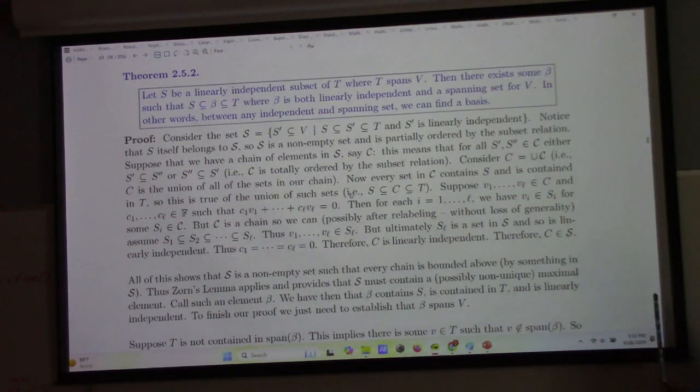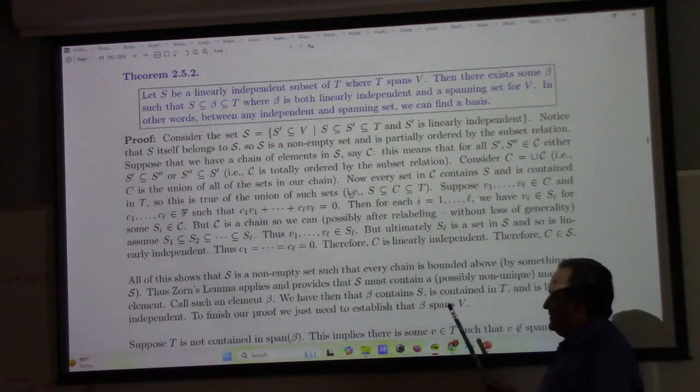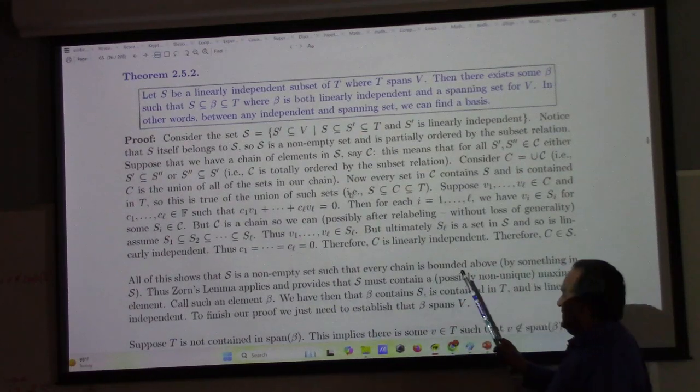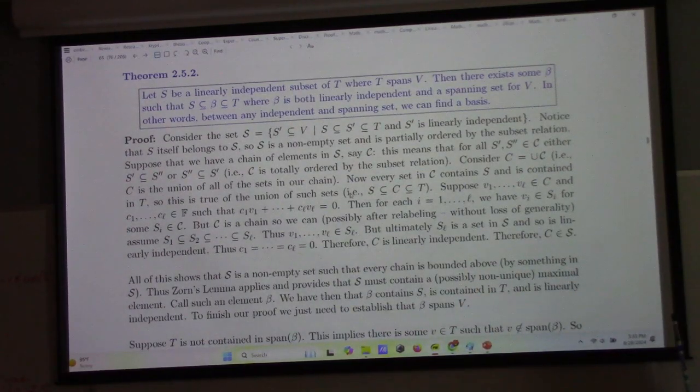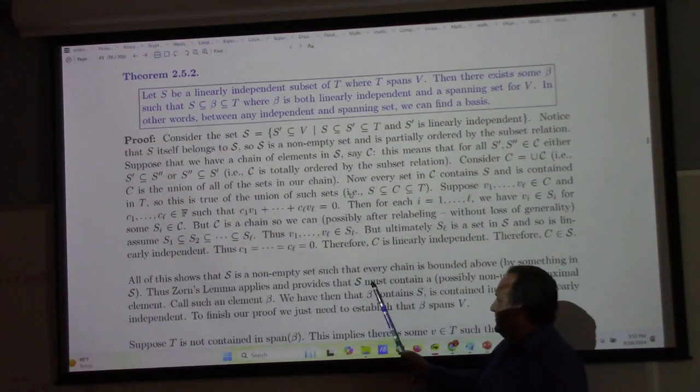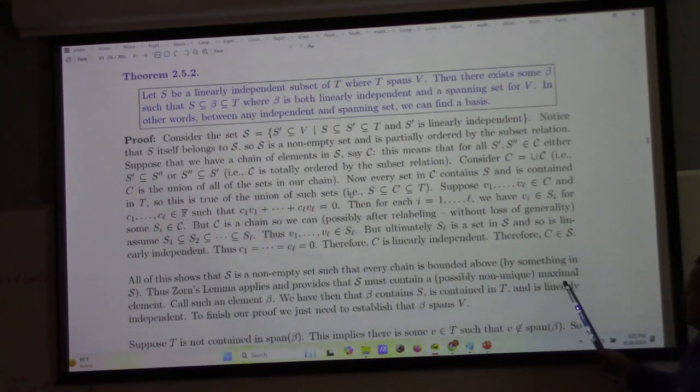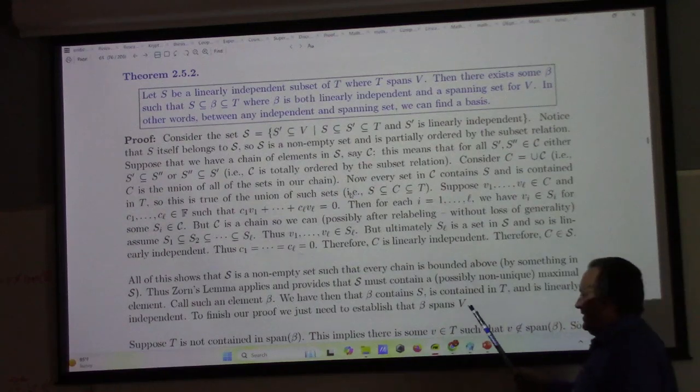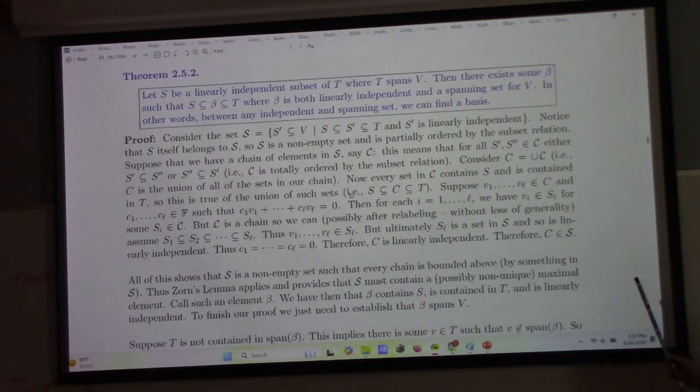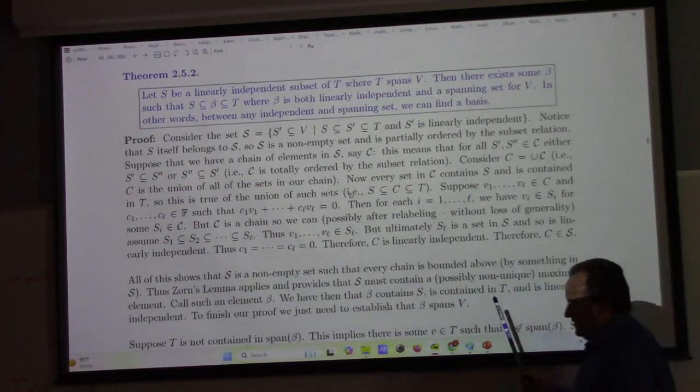All right? So what all of this shows is that the snake is a non-empty set such that every chain is bounded above, in particular by the union of all the chain members. Thus, Zorn's lemma applies and provides that the snake must contain a possibly non-unique but maximal element. We call such an element beta. Then beta contains S, it's contained in T, and it's linearly independent. So all that remains is to prove that beta spans V. Then we'll have that it's a basis.